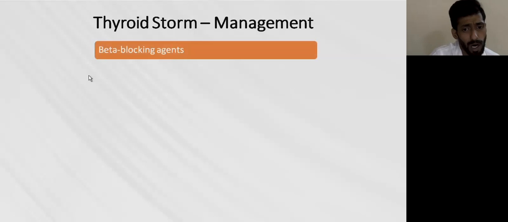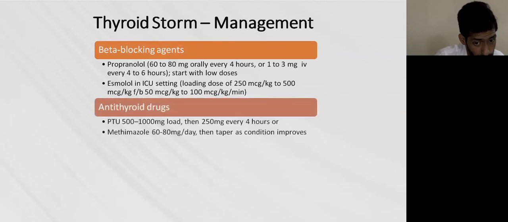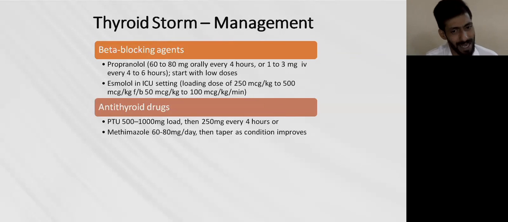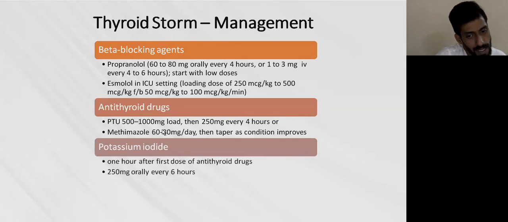Okay. Now, quickly going on to management, I told you the pillars of management. Beta blockers: the more commonly used is propranolol. But in an ICU admitted patient, if you want to give an IV beta blocker, you can always give esmolol. Next is anti-thyroid drugs. According to the American Thyroid Association, you should load propylthiouracil, then give 250 Q4H. Most other recommendations say that you can just start 250 milligrams Q4H. Something else is, if it is not getting controlled with this, 1 hour after you can give potassium iodide. We usually don't give this step.